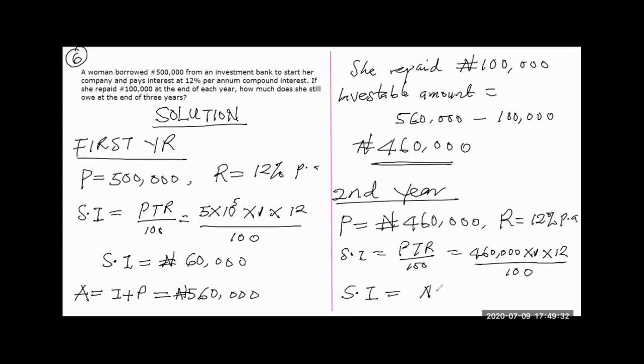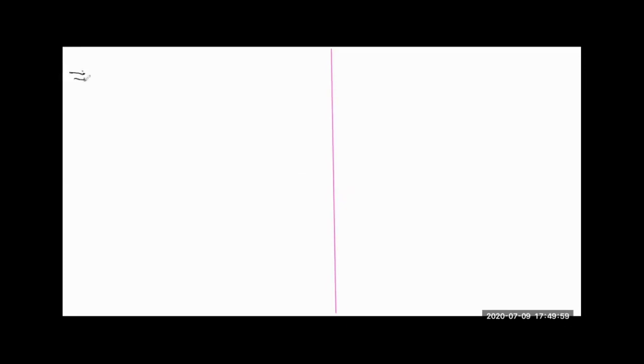We are going to have 55,000 naira. So do you see that the interest of the company has dropped because their investable amount dropped also? All right. So this is what the company has. Remember, they invested this amount in the second year, 460,000, and they made a profit of this. So that means their total money in the hand of the woman.